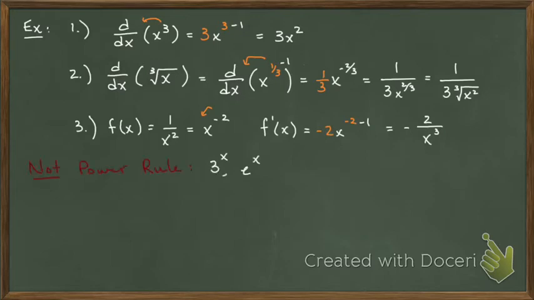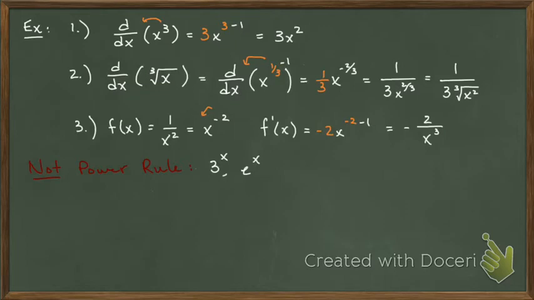Not power rule would be something like 3 to the x or e to the x. So these are exponential functions. They have a base that's a number. e is a number, yes, seems like a variable, but they have a base that's a number and an exponent that's a variable. These do not fall under what we would call power rule. So we'll learn how to take a derivative of either of those exponential functions a little later.